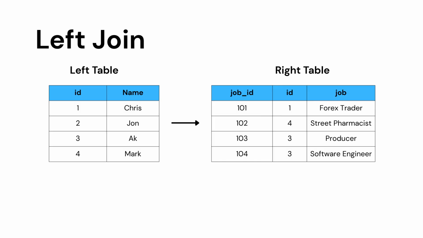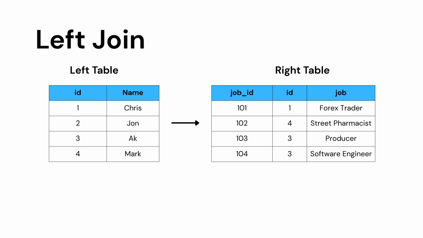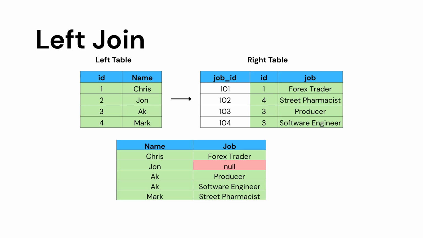In this example, we have 2 tables, one with the ID and the name, and we have one with the job ID, the ID, and the job. And if we do a left join on the ID column in the first table and the second table, then we can find out who does what job. We see ID 1, 3, and 4 in the left table did find a match with the right table. And we see that ID number 3 is in there twice.